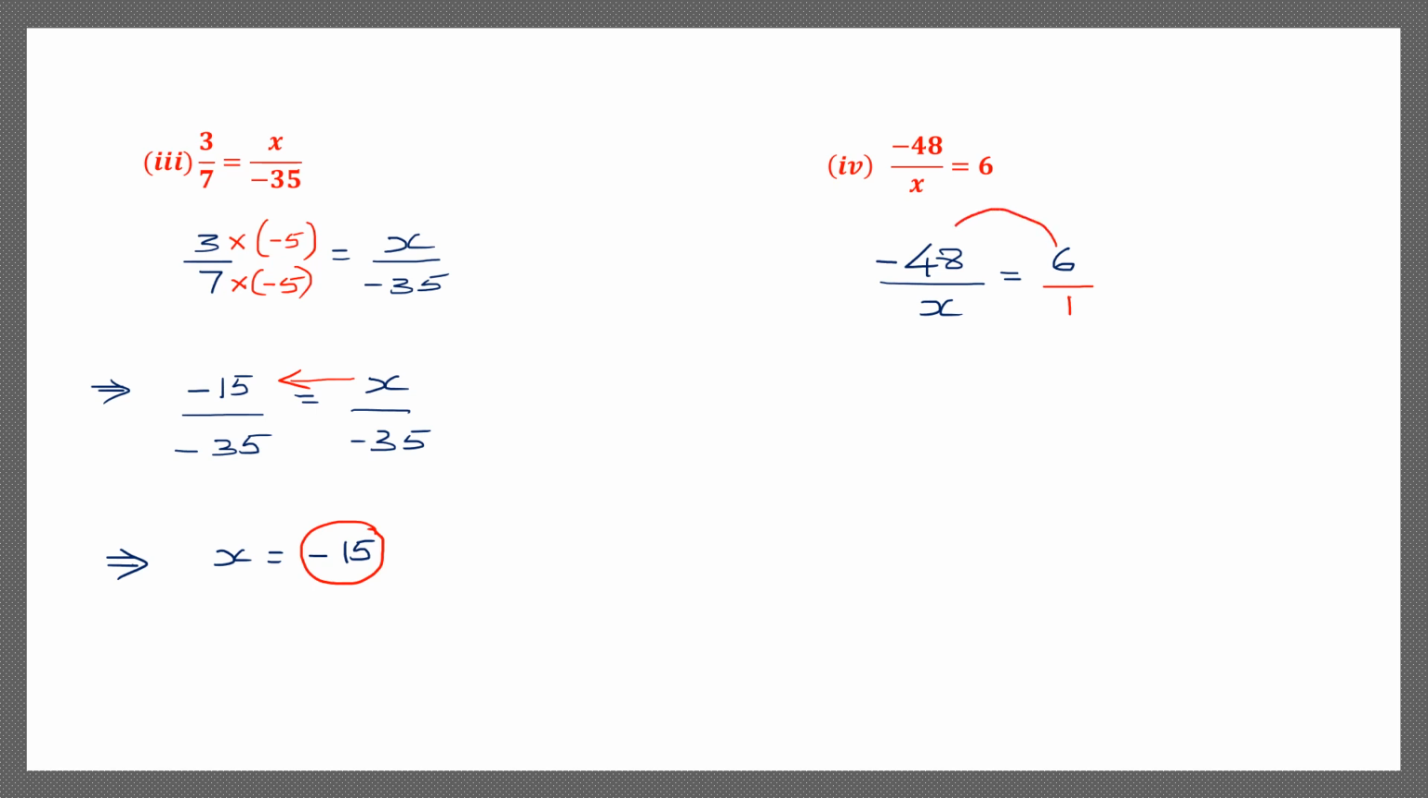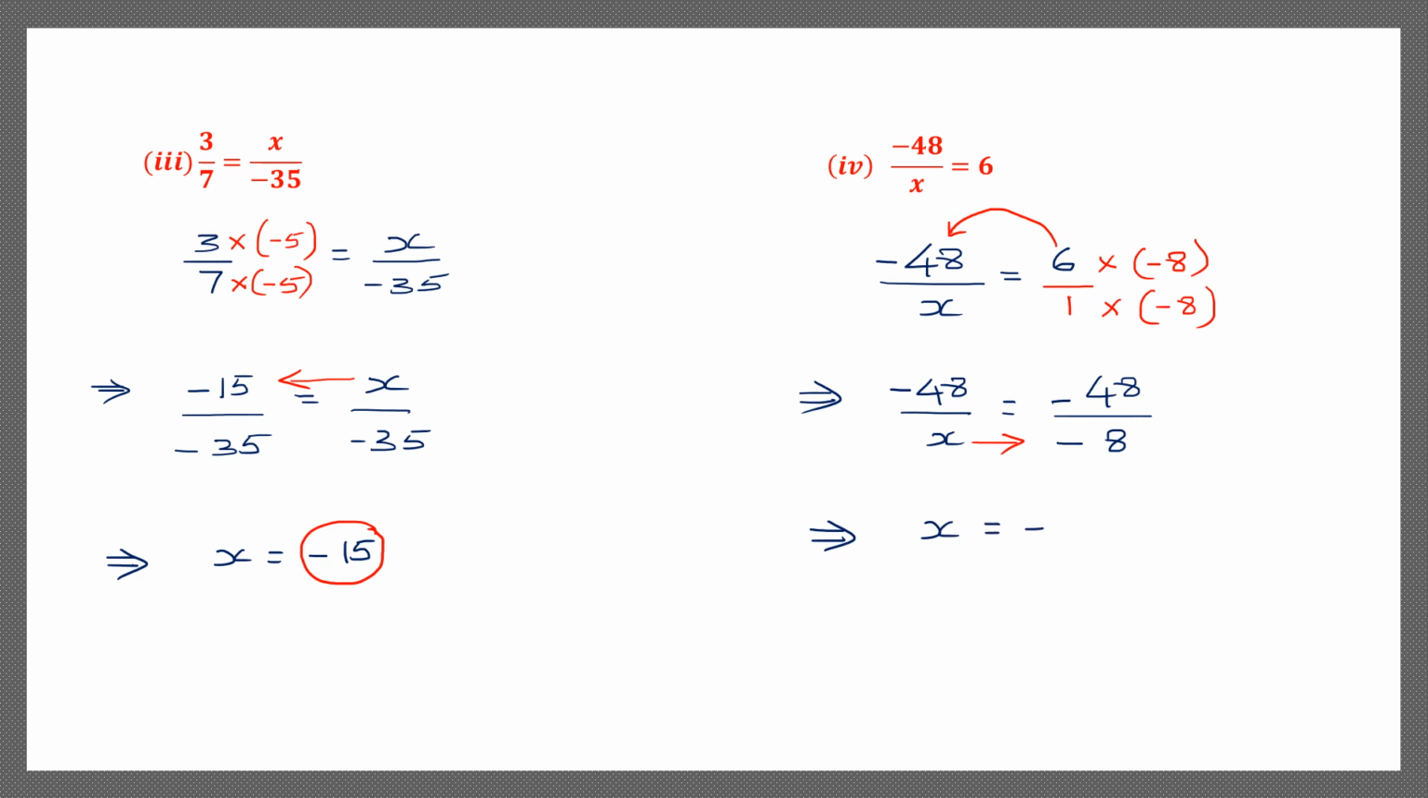Now 6 into what is minus 48? 6 into 8. 6 8s are 48. To get a minus sign, I should write minus 8. So similarly, I have to multiply 1 also by minus 8. So here what do we get? Here we get minus 48 by x is equal to, here when we multiply the sign is minus, 6 8s are 48, and in the denominator the sign is minus, 1 8s are 8. So now we have got the value of x to be minus 8. So that is our answer. X is equal to minus 8. This is our final answer.